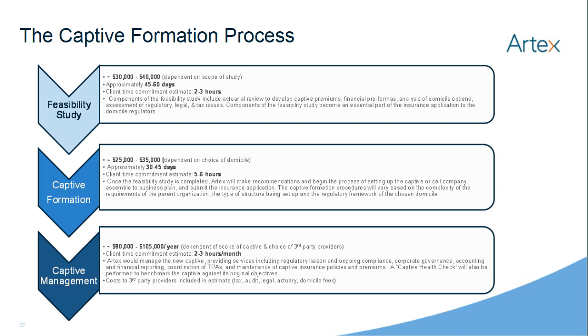But once you have all of those decision-making points and the company makes the decision to move forward with it, then we move into the formation stage of things. And that's really taking the feasibility study as the basis of the business plan and sitting down with the regulators in the domicile that's been selected, introducing to them the company as well as the captive business plan and saying, here's our vision of what we want the captive to do. Here's the analysis that we've performed. We've considered all of these key issues, and we'd like to get an insurance license at that point.